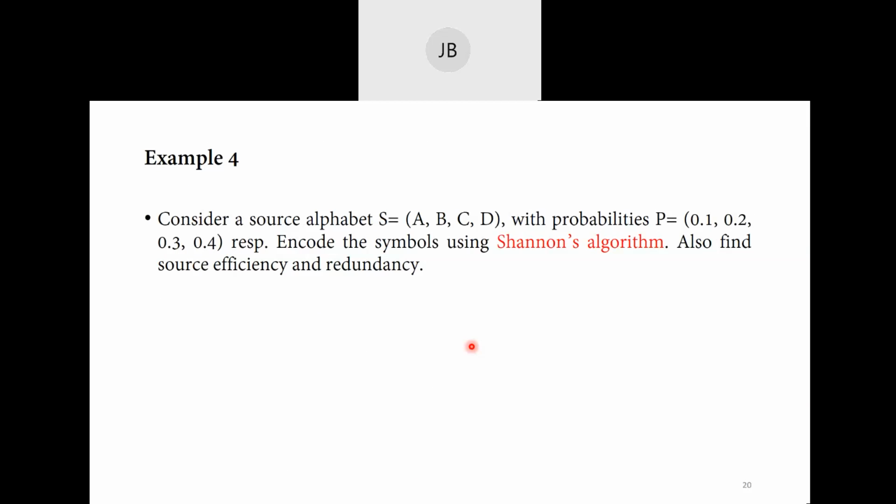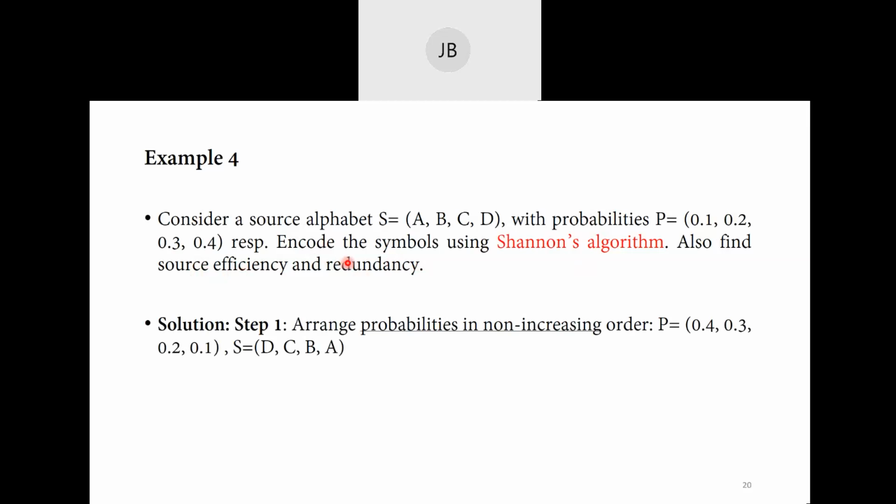There are four symbols A, B, C, D, and their probabilities are 0.1, 0.2, 0.3, and 0.4. Now we need to encode these symbols as we know their probabilities using Shannon's algorithm and find the source efficiency and redundancy. So basically we need to apply the Shannon's encoding algorithm that we have seen in the previous slide here. So the first step is to arrange the probabilities in the non-increasing order.